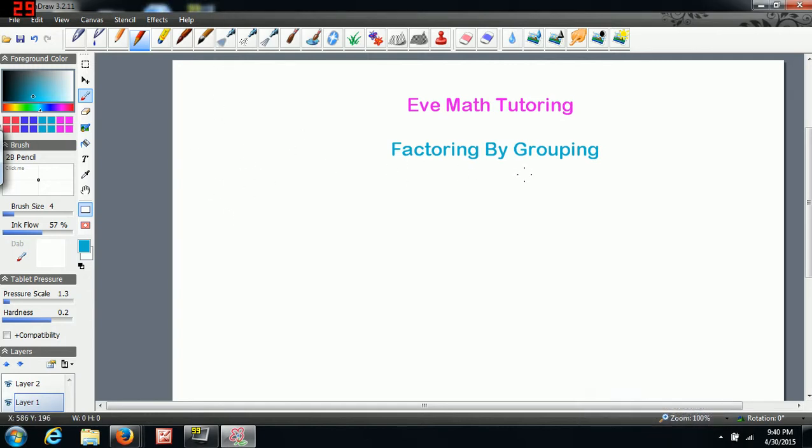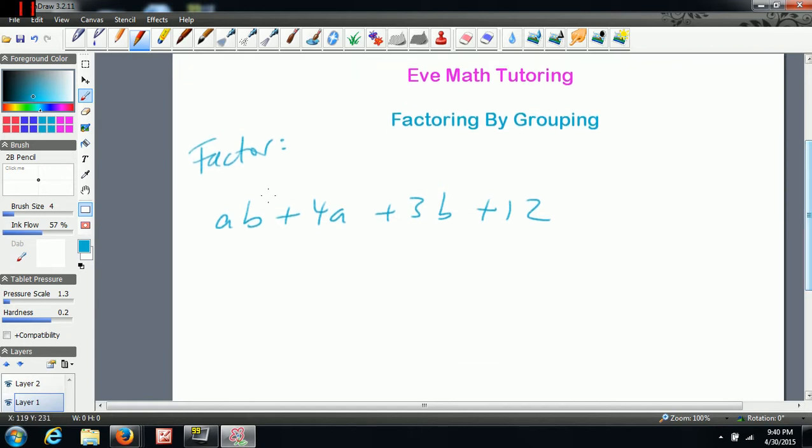Today's lesson is on factoring by grouping. So sometimes when you're asked to factor, you might get something like the following. Now over here, if you notice that there is nothing common in all of the terms that you can factor out. However, you may notice that there is a common factor in some of your terms. So what you can do is you can actually group those together and factor out of those.